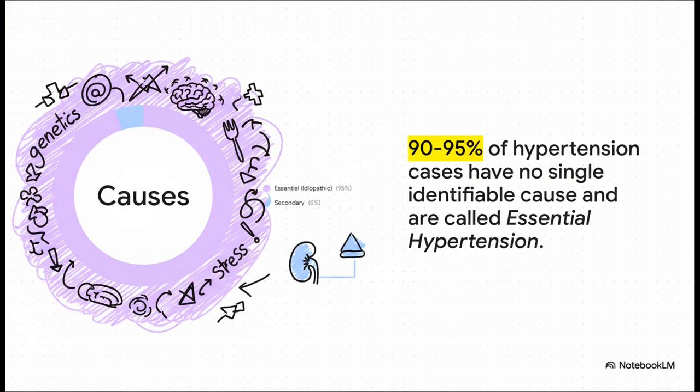So this is the crazy part. It's one of the most common diseases on the planet, and for 95% of people who have it, we have no idea what the single cause is. Look at the chart. We just call it essential or idiopathic hypertension, which is just a fancy way of saying we don't know. It's some messy combination of your genes, your diet, your stress, everything. Only that tiny little 5% sliver is caused by something specific we can point to, like a kidney problem.